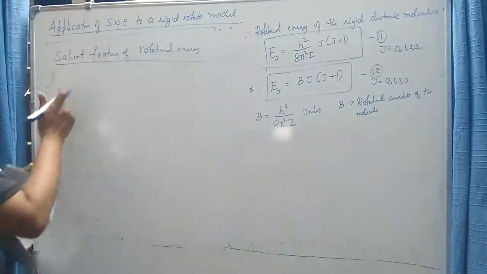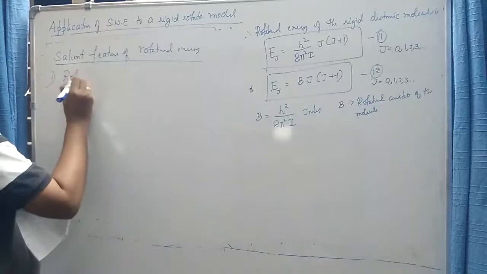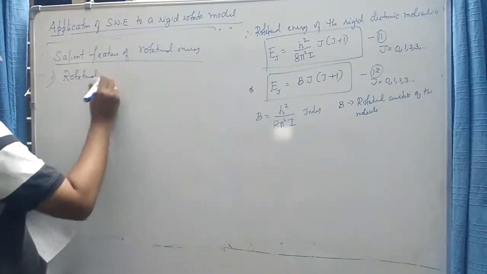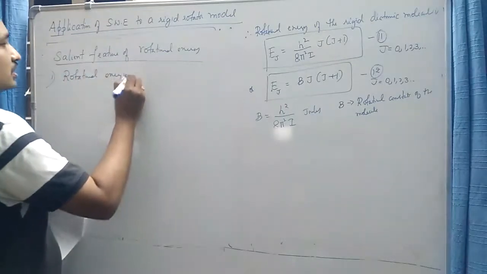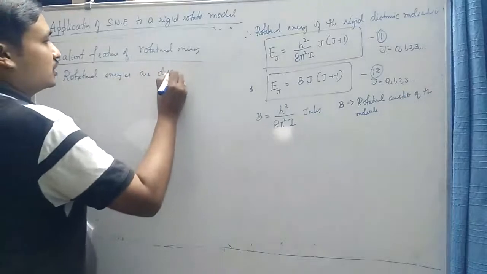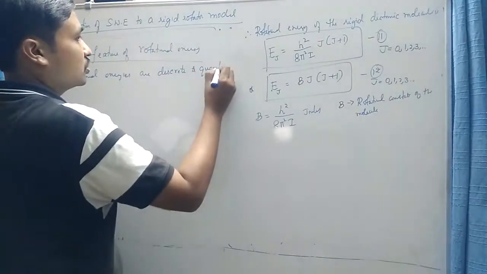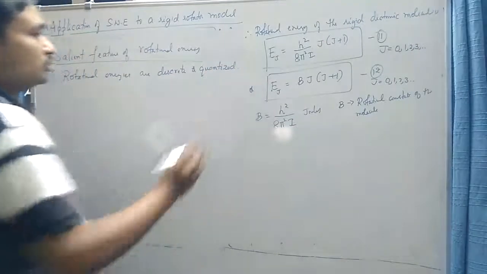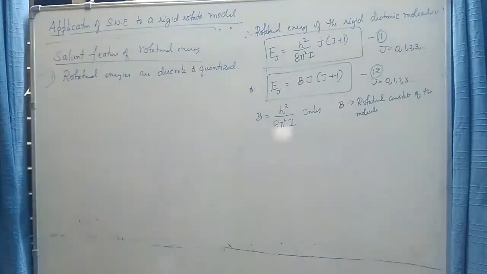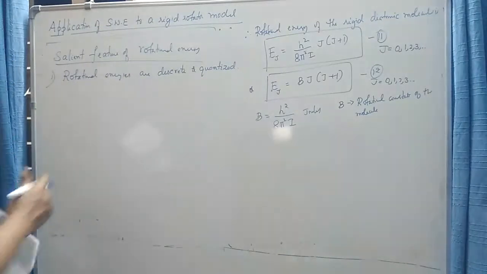So the first observation is: rotational energies are discrete, or quantized. Just like the energy of a particle trapped in a one-dimensional box, the energy of a rotating diatomic molecule is discrete or quantized. That is why they are useful in rotational spectroscopy, because the rotational energies are quantized.